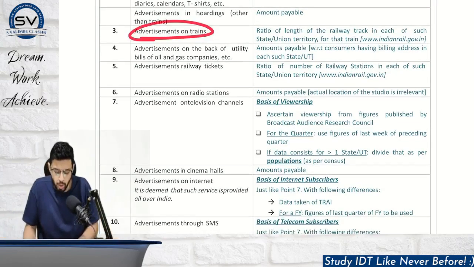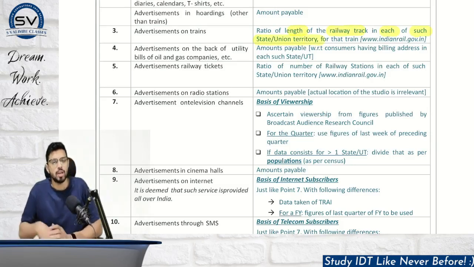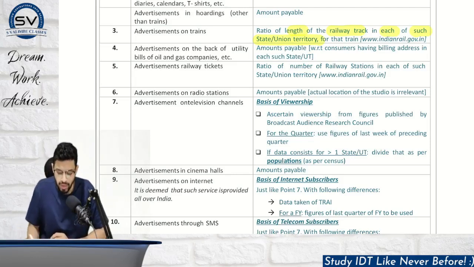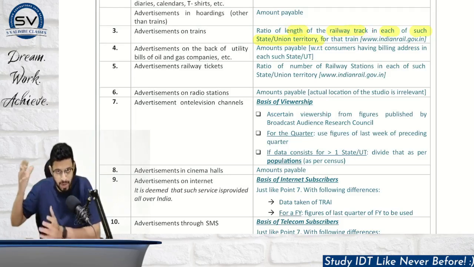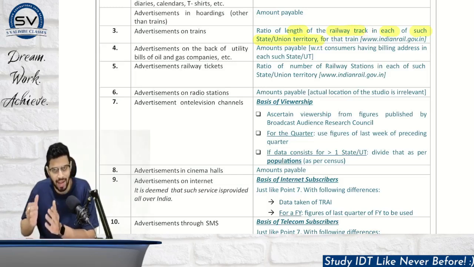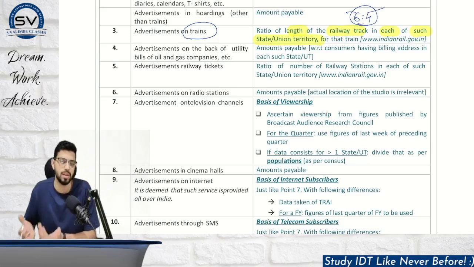Advertisement on trains, this is important. You have to bifurcate that total amount on the basis of ratio of length of railway track in each of the state or union territory. So if, for example, the advertisement is happening on a train which is running in Delhi and Mumbai, here the bifurcation will happen on the basis of ratio of length of the railway track, not the railway movement. The train is going to move 100% once in Delhi and then it will go to Bombay. But here you have to focus on track. So out of that track, let's say the ratio comes out to be 6:4, the track which that train is using on which advertisement is happening. So 6:4 will be your basis of bifurcation.